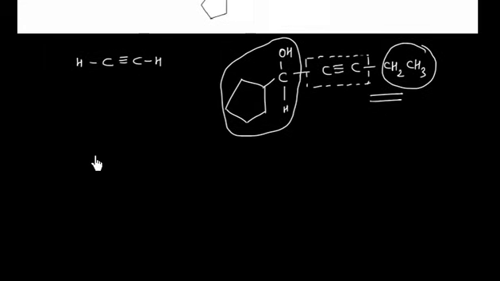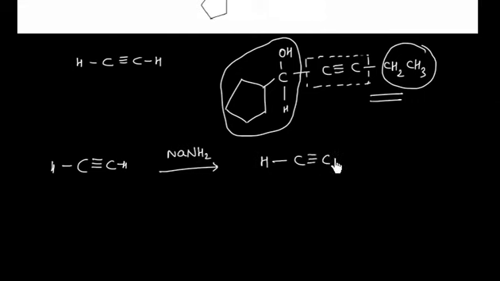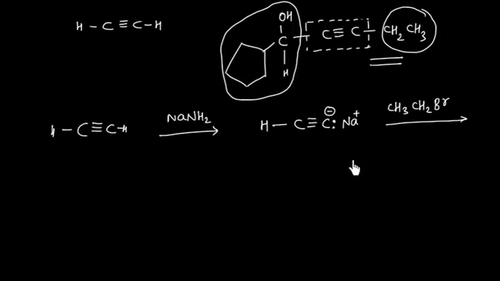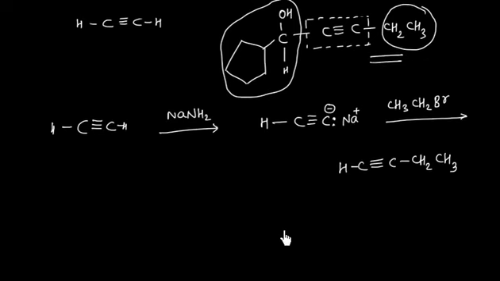So let us first try to add this one. So what we can do, we can take acetylene, and if acetylene is treated with NaNH2, initially it will form acetylide ion. Now if this acetylide ion is treated with alkyl halide CH3CH2Br, nucleophilic attack will take place and this will give CH triple bond C CH2CH3. So we have added this part of molecule. Now we have to add this one.